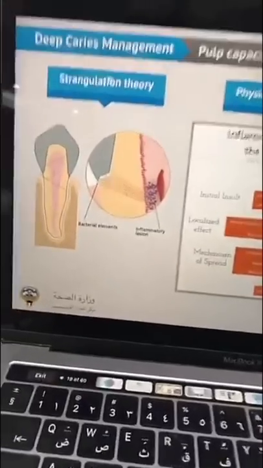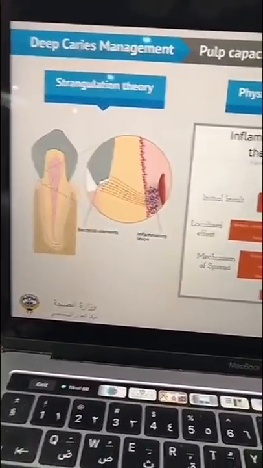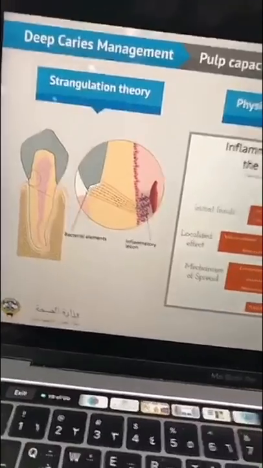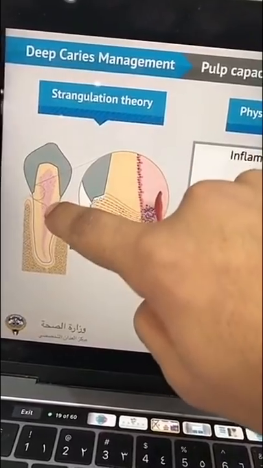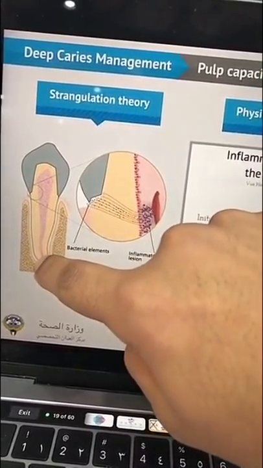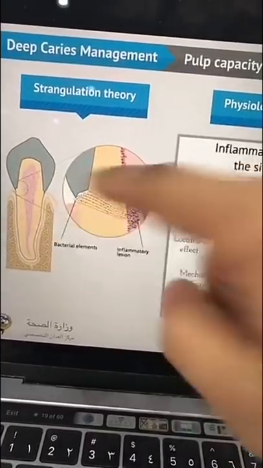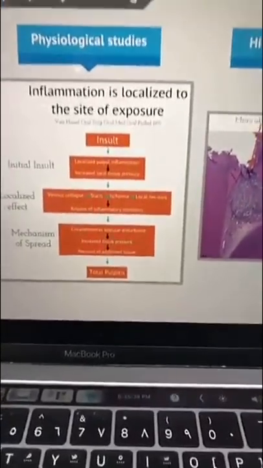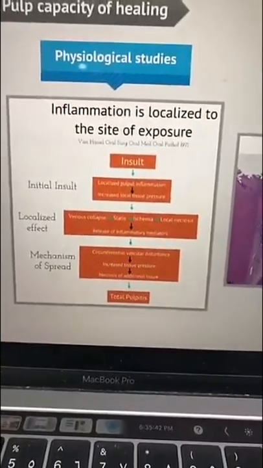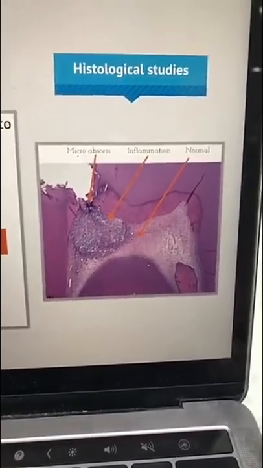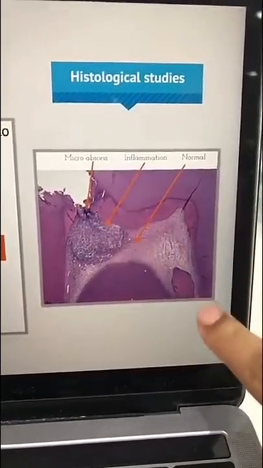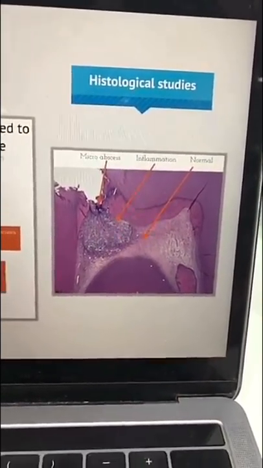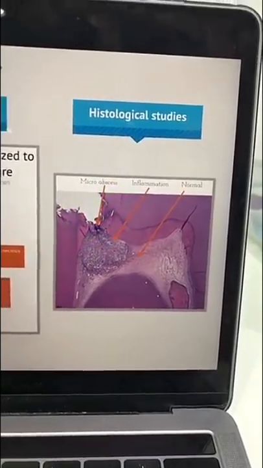You may have heard about the strangulation theory. Basically it means that when there is inflammation in the pulp, it will go all the way to the apex, and because there will be elevated blood pressure, the pulp is going to strangle itself, and then it will become necrotic. But there are many studies that showed that this is not true, because most of the histological and physiological studies have shown that the inflammation is usually only around the pulp exposure, and the rest of the pulp is fine, with no elevated blood pressure and no inflammation.